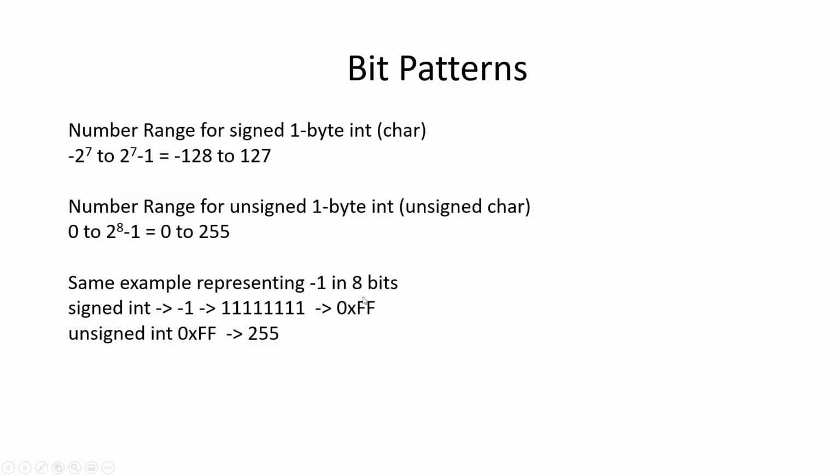Now the interesting part comes in when we start to try and represent negative numbers in signed and unsigned. So for example, if I take -1 in 8 bits, the signed version of -1 is now going to be a signed int, which we've been using all along. We've just been calling them int. So we'd say int num equals -1. And in the computer, this is going to be represented as all ones, 11111111, or in hexadecimal, FF.